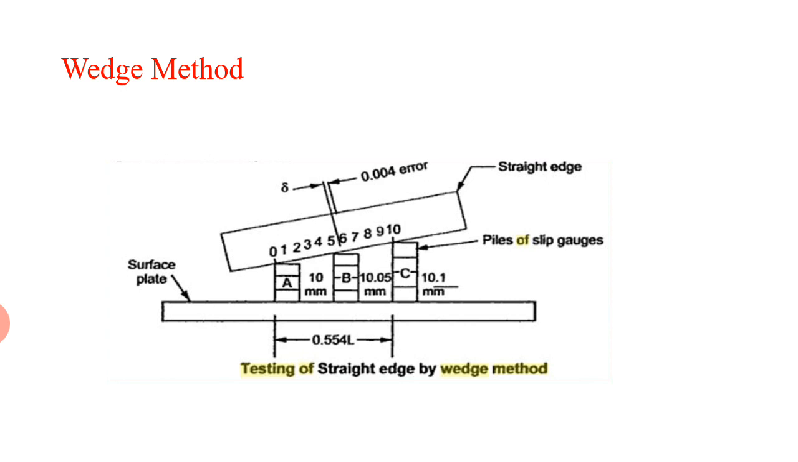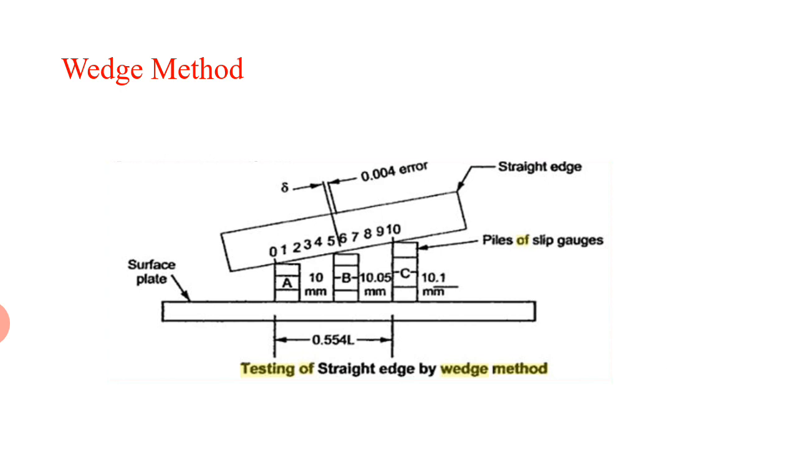Now, in this diagram, there are two values of slip gauges. The first one is 10 mm and the second one is 10.1 mm. Now, we can divide this distance into two equal parts. Therefore, the distance between point A and point B is 0.05 mm. Now, we are inserting the slip gauges of required height.